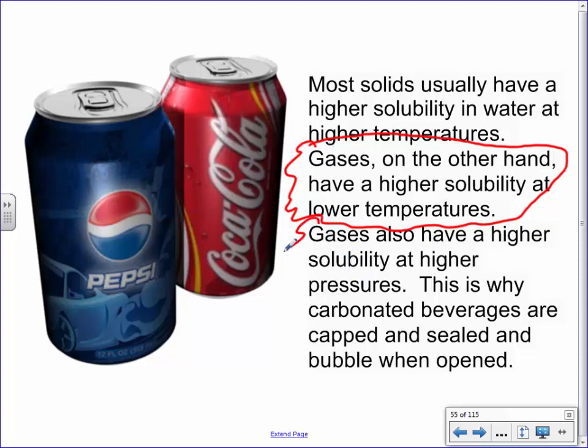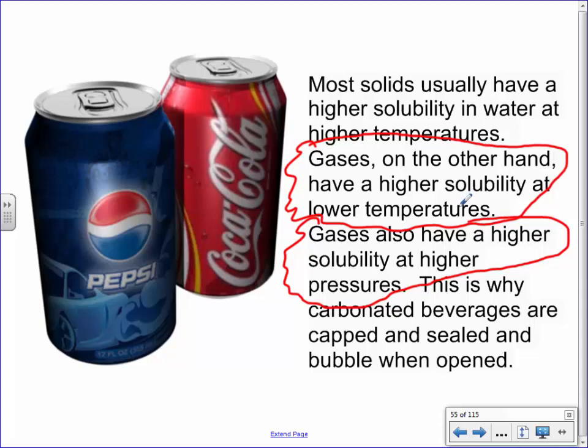Gases also are more soluble at higher pressures. So this is again the carbonated drinks thing. You can shove more and more and more carbon dioxide into a bottle of pop if you pressurize it. But what happens as soon as all the pressure is gone? Well, now it's way over capacity, and that's why it bubbles.